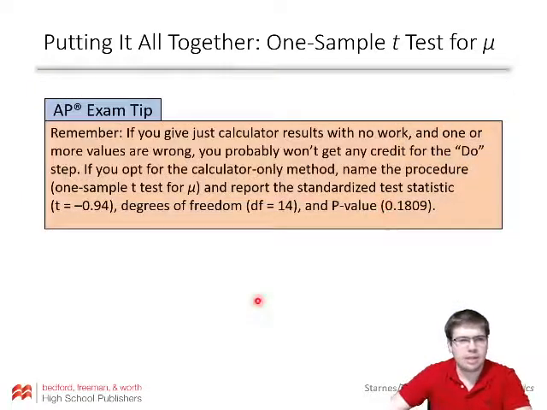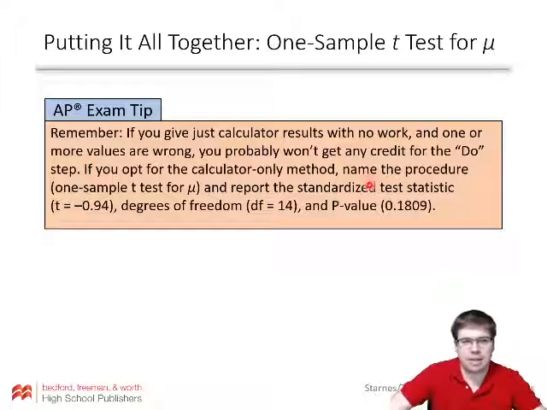So exam tip, remember, if you just give calculator results with no work and one or more values are wrong, you probably won't get any credit for the do step. If you opt for the calculator only method, name the procedure, one sample t-test for mu, and report the standardized test statistic, t of negative 0.94, degrees of freedom 14, and p-value 0.1809.